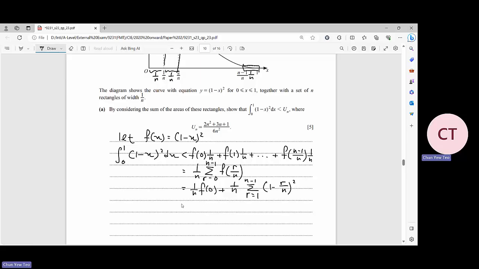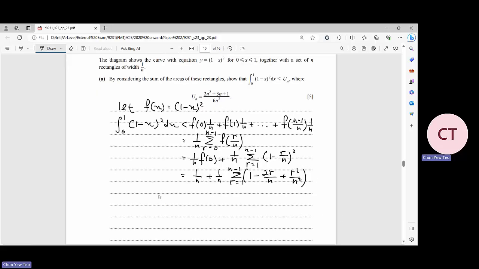Then f(0), if you put 0 inside, you get 1 over n. Then what you have in the series, what you need to do is just expand the series. If you expand it, you get 1 minus 2r over n plus r squared over n squared. Then after that, the 1 over n has now become a constant.